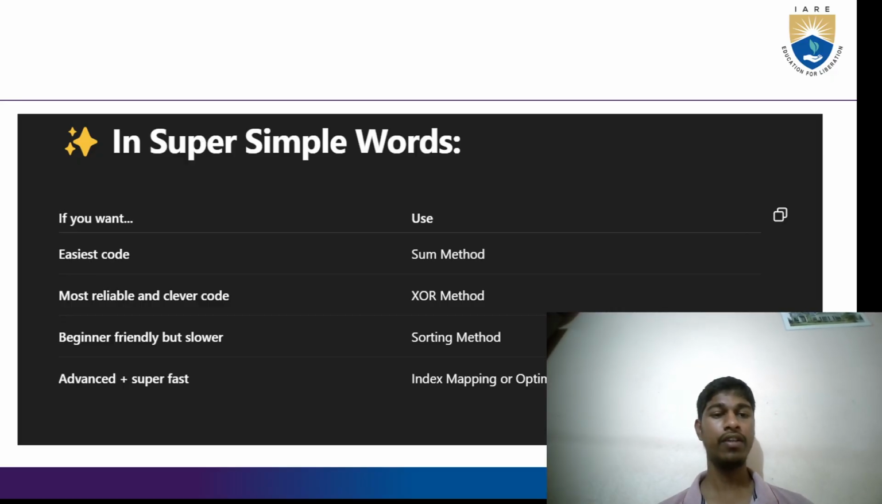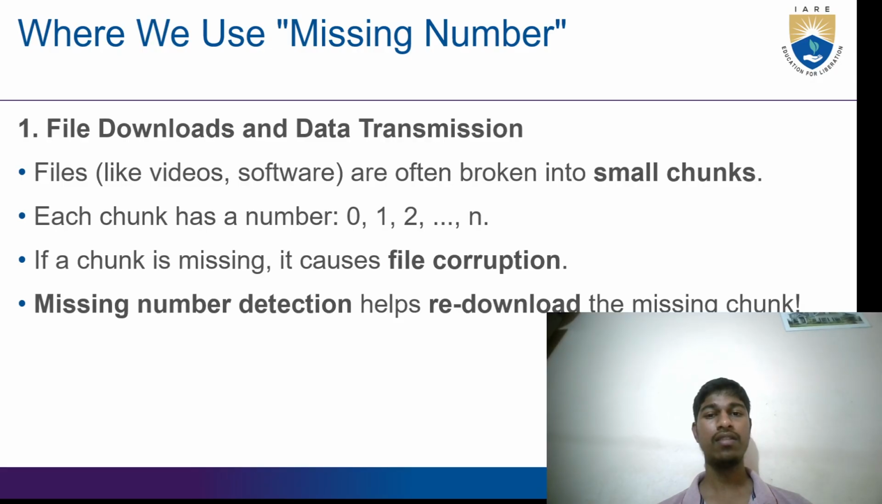In super simple words, if you want the easiest code, we need to use the sum method. For the most reliable and clever code, we use the XOR method, which is faster than the easiest sum method code. If you are a beginner and want a beginner-friendly but slower version, you can use the sum method. But if you want the advanced and super fast method, you can use index mapping or the optimized XOR version.